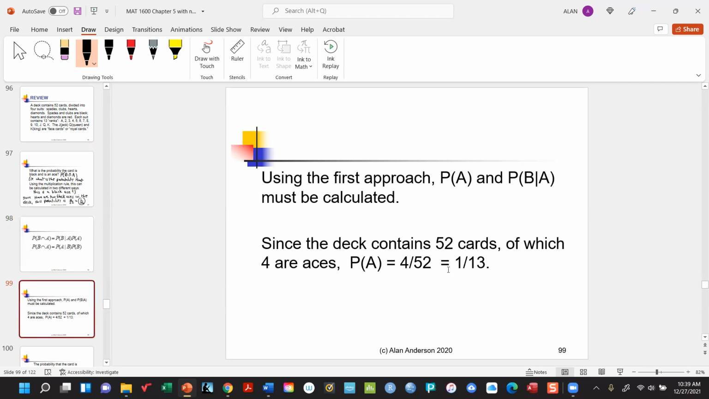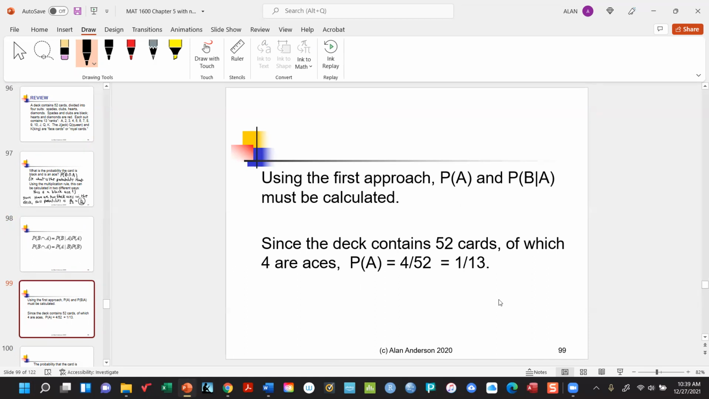Now the A is easy. A means you've chosen an ace from the deck. Since there are four aces in a deck of 52 cards, that's very simply 4 out of 52 or 1 out of 13. Okay. The second one is a little trickier.